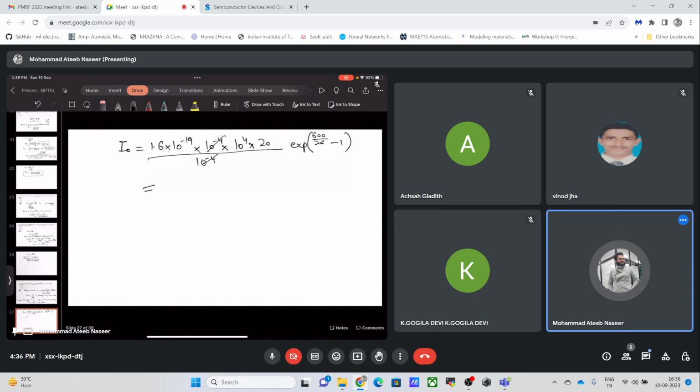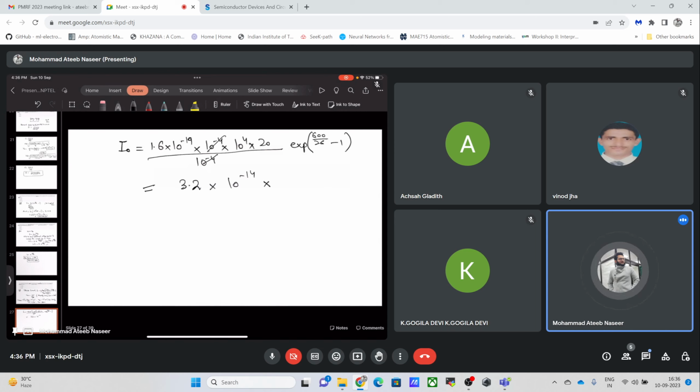Let me cancel this. It is 1.6 into 2 into 10 to the power of 5. It is 10 to the power of minus 14, I guess. Yes, 5 minus 14, and it is 1.6 into 2, 3.2.